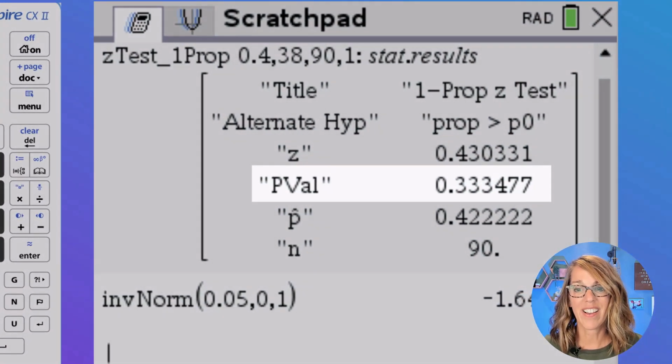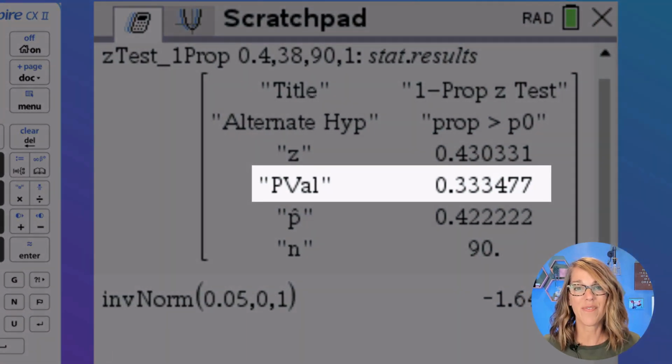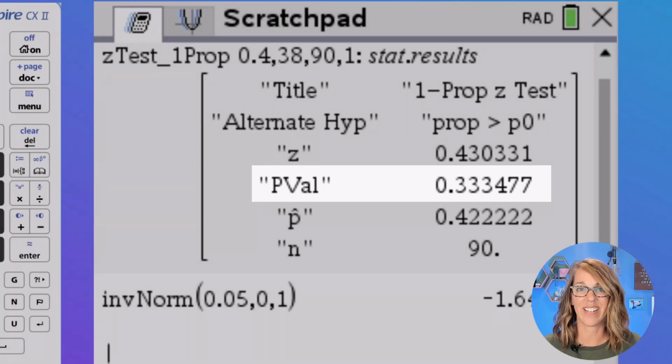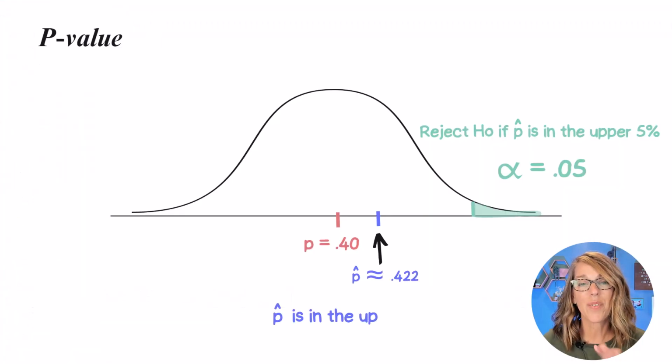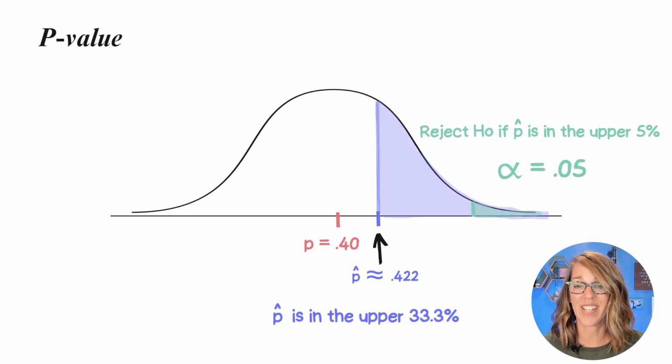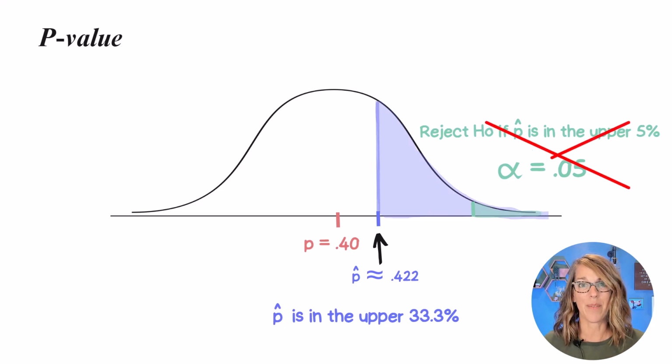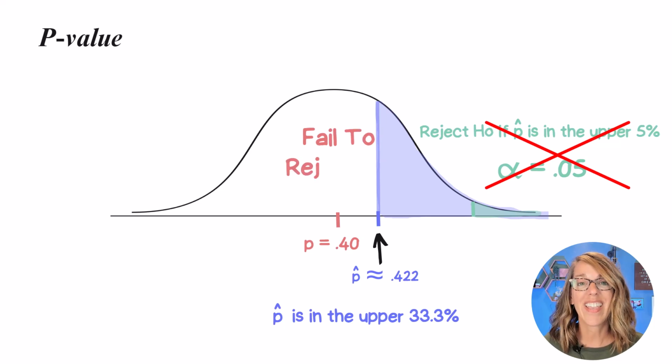The p-value on my calculator is 0.333477. That value tells us that we are in the upper about 33.3%, certainly not in the upper 5%, and we again fail to reject the null hypothesis.